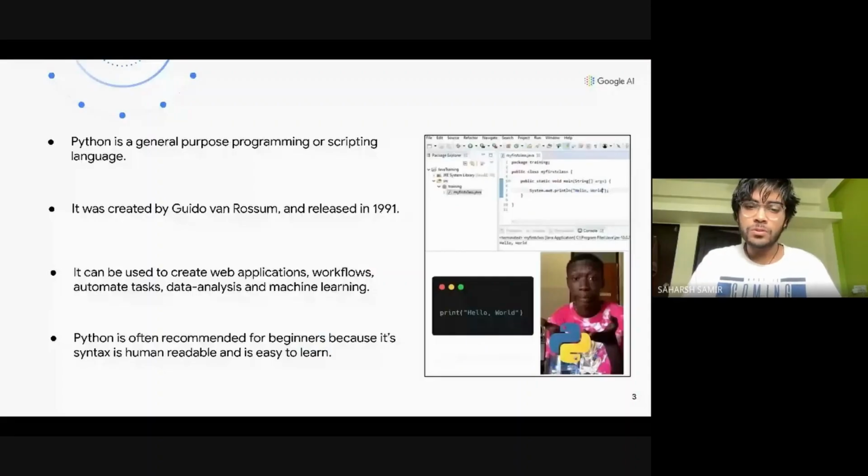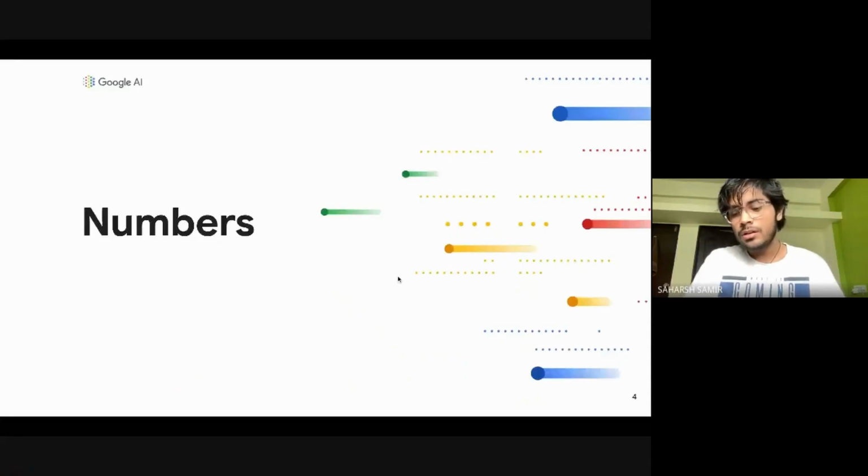Python's very simple to read syntax makes it one of the most popular languages, and that is also another reason why it is recommended to beginners. As you can see, in most languages you would have to write like 10 lines of code just to print a hello world, but in Python it's just one simple line. So that is what Python is. So let's dive in and start learning.